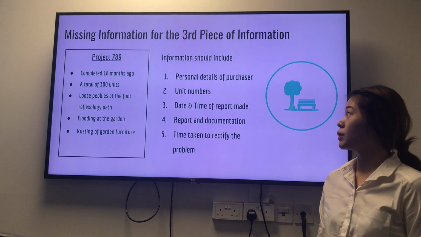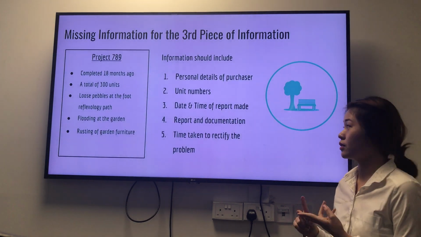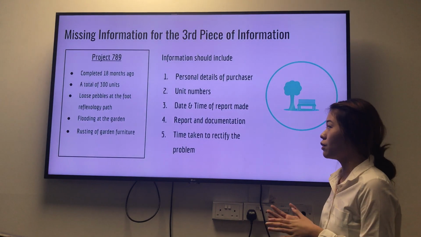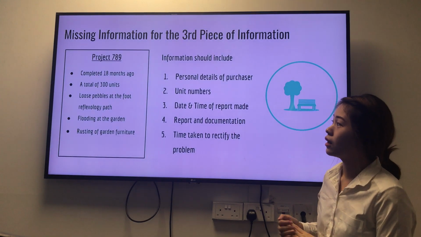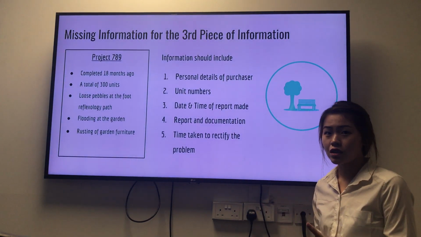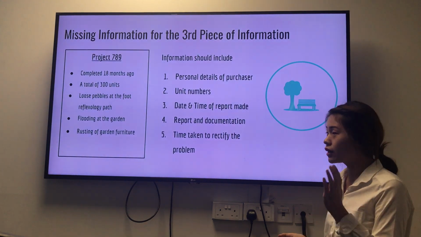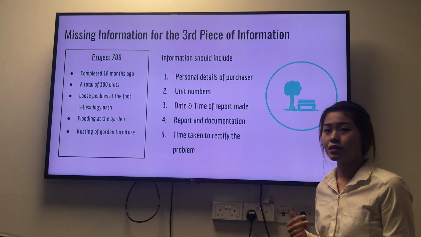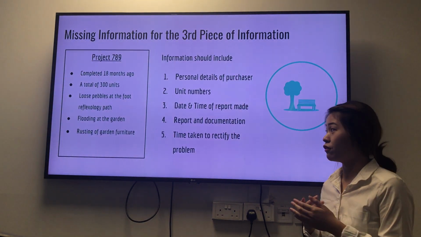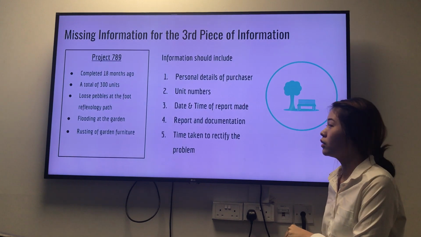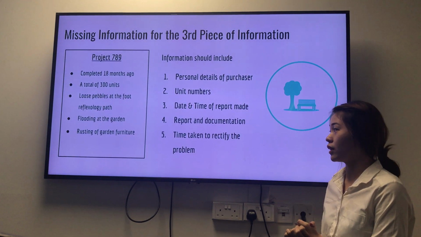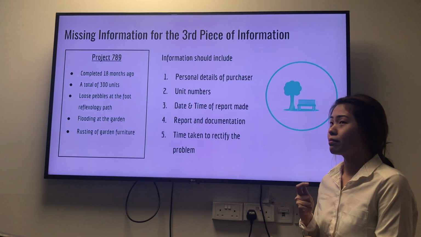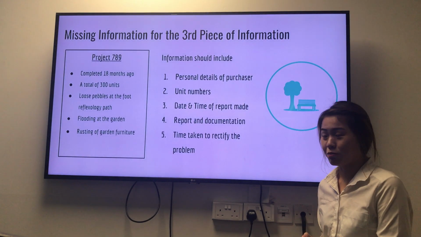And for the third piece of information, they should also include the personal details, unit numbers, date and time of report made. And in addition, they should have the report and documentation, because the problem is on the recreational facilities and it might be a recurring problem. Therefore, with a report, there will be a history of the problems and it will be easier for them to take reference and rectify the problems in future. And they should also know the time taken to rectify the problem, to ensure that the property manager is doing their job well.